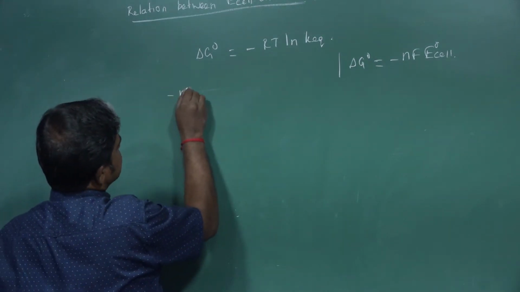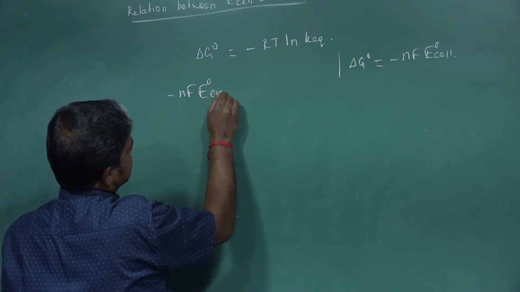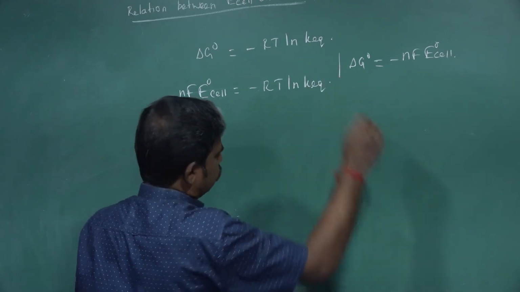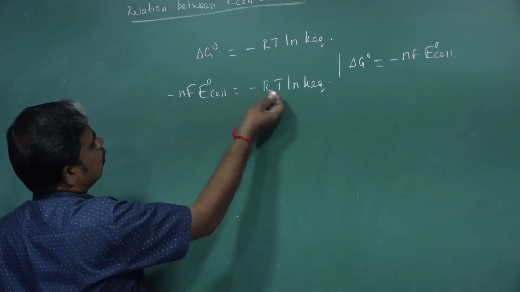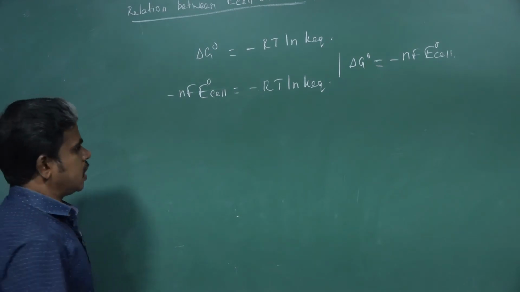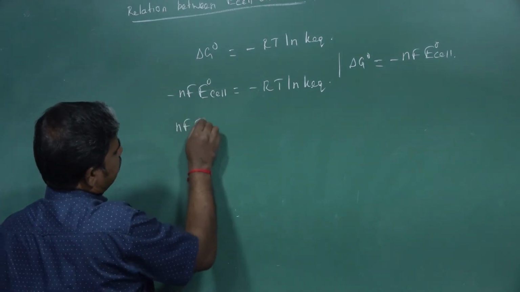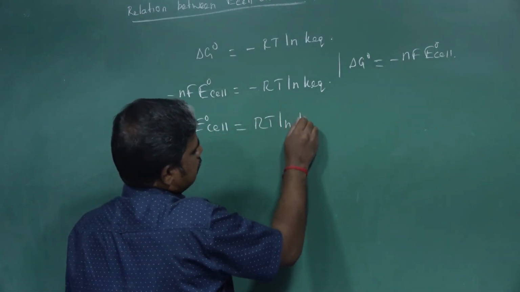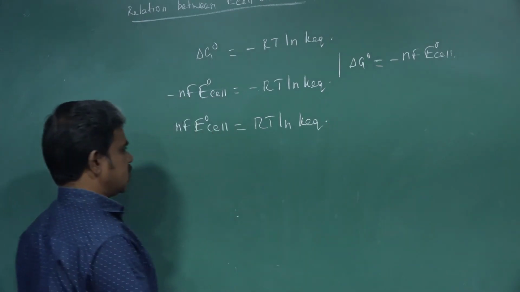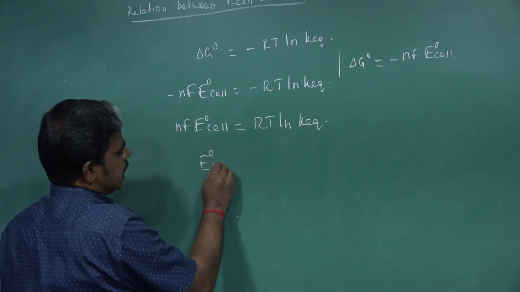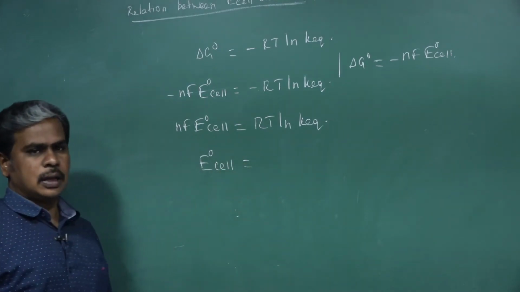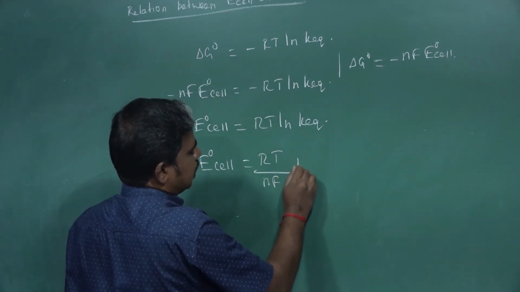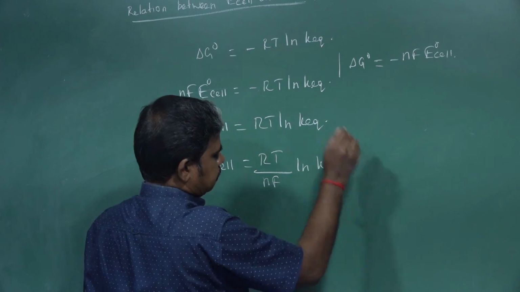So instead of delta G naught, we are substituting minus nF E naught cell, which is equal to minus RT ln K equilibrium. Now we are taking the negative on both sides, so it is converted into positive. So nF E naught cell is equal to RT ln K, that is the equilibrium constant. So we determine the E naught cell: E naught cell is equal to RT by nF ln K equilibrium.